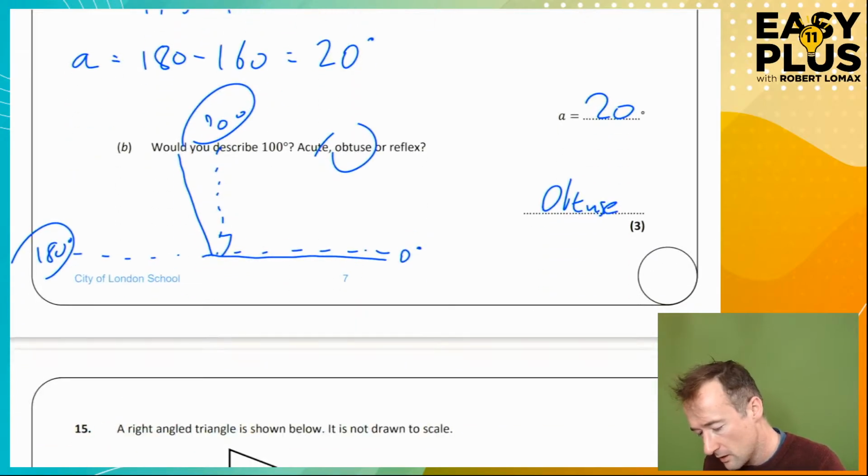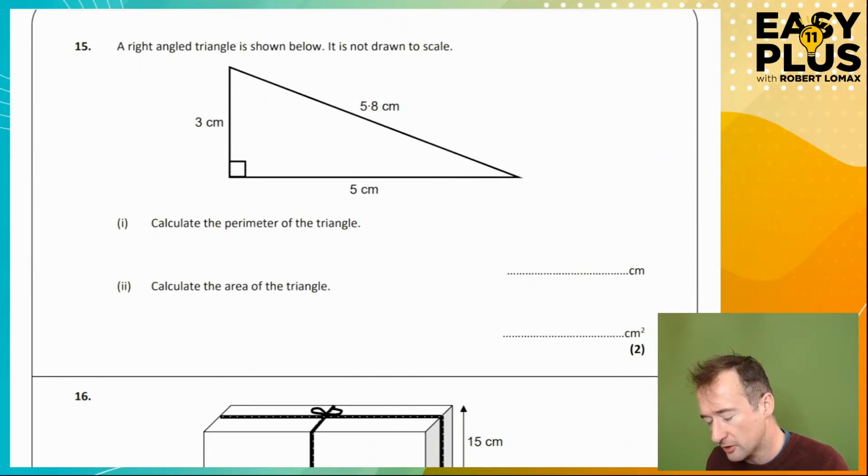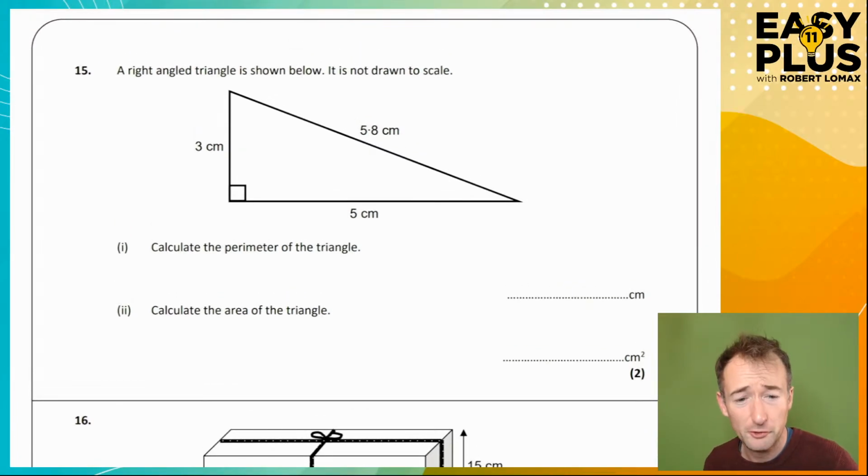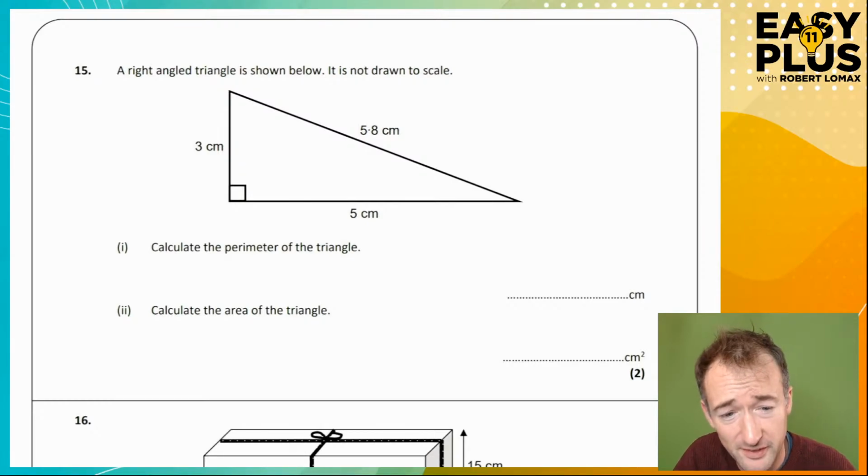Righty-ho. A right angle, more triangles and angles. No, just triangles. A right angle triangle is shown below. It is not drawn to scale, so you can't go measuring with your ruler. Calculate the perimeter of the triangle. You know what the perimeter is. We doubled it already. It's the distance around the outside.